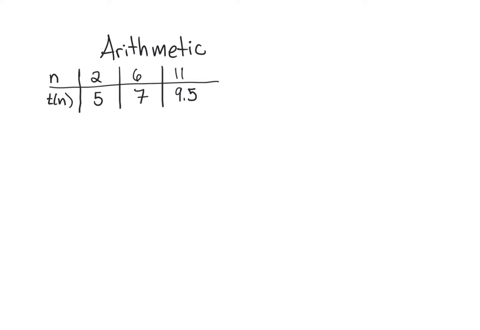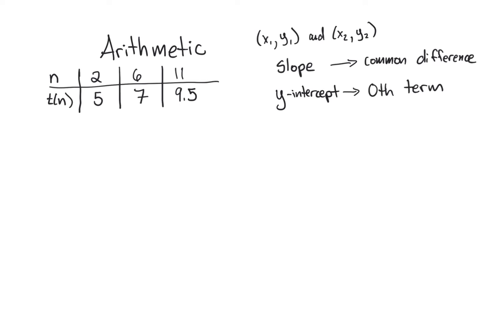Just like for the equation from 2 points, we need to find the slope and then the y-intercept. Here, we need to find the common difference and then the 0th term. I'm going to use these first 2 terms that are given to us. We know that term 2 has a value of 5 and term 6 has a value of 7.